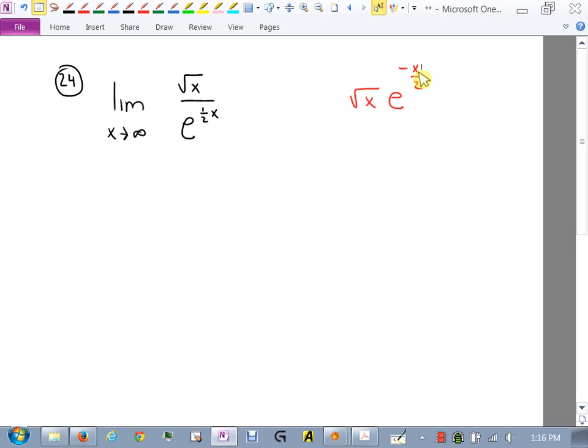Negative x over 2 means I can drop it to the bottom, make it e to the positive x over 2, but I just rewrote x over 2 as 1/2 x. We okay with that? Let x go to infinity. What form do we have here? On top? It's going to infinity, though, right? So square root of infinity is infinity over what's e to the infinity? Infinity. So we have the appropriate form for L'Hopital.